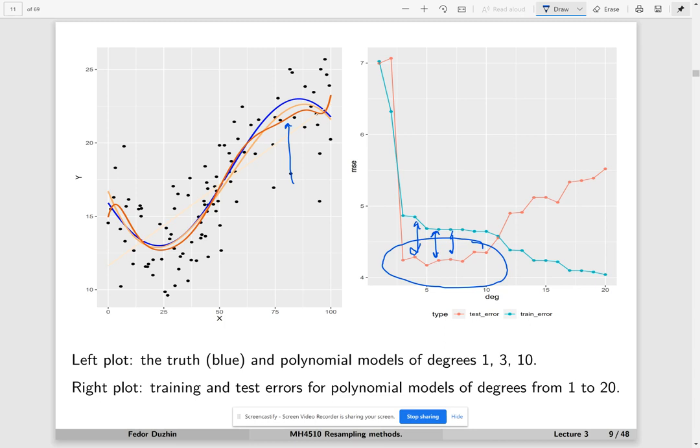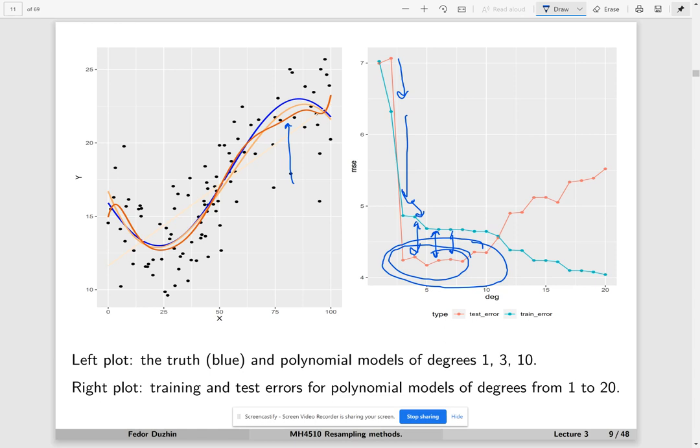So for the training error, we see that it always goes down. Every next step, it goes down. Sometimes a little bit, sometimes significantly, but it always goes down. For the test error, it first goes down and reaches a minimum somewhere here. For this example, the best degree is 5, but 3, 4, 6, and so on do not look really very different.